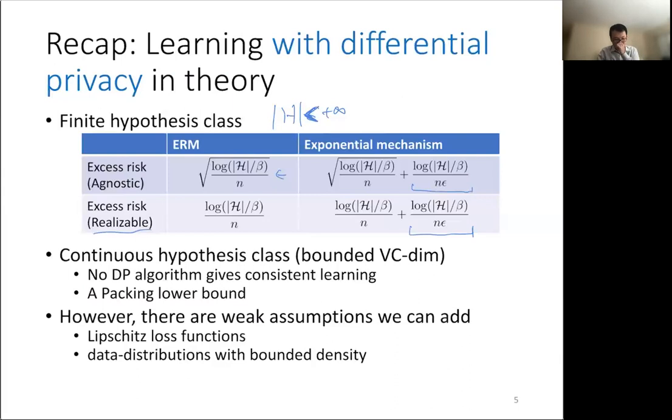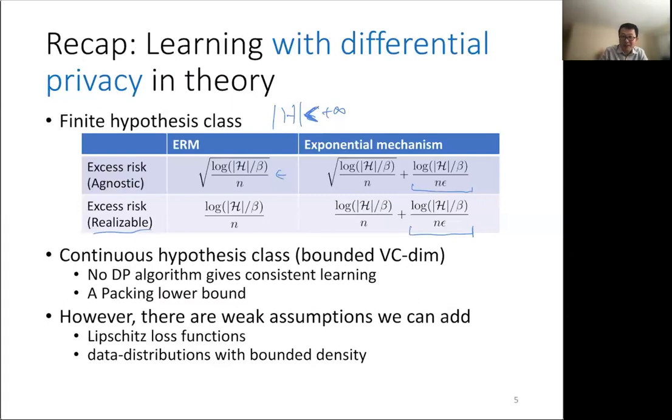Then we talked about what if we want to generalize the assumption of a finite hypothesis space to a continuous hypothesis space, in the sense that now this hypothesis class H can possibly be infinite. And then we saw a very pessimistic result, which says that no differentially private algorithm with any finite epsilon parameter will be able to give us consistent learning, in the same sense as a non-private algorithm learning this hypothesis class.